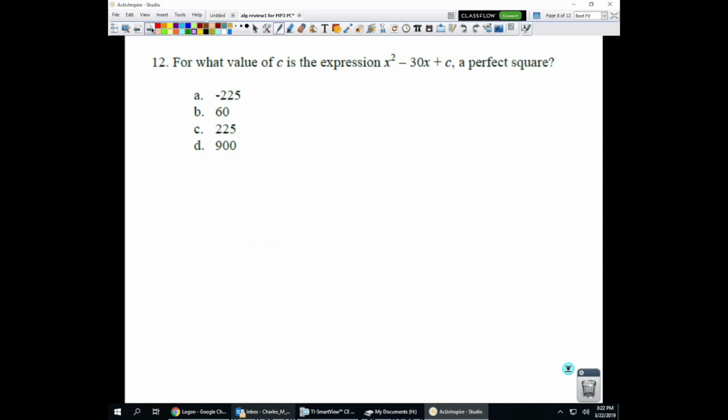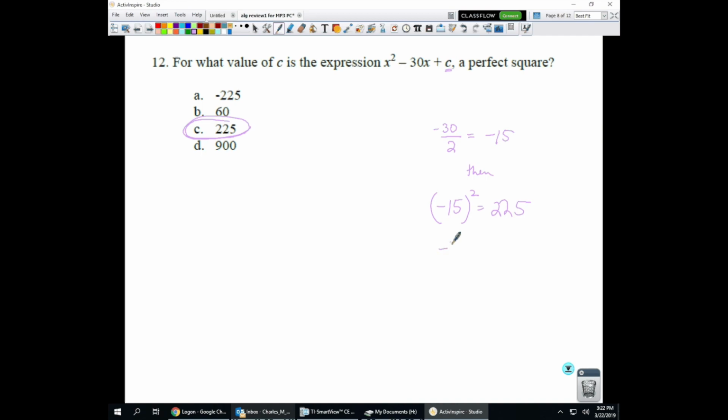Okay, number 12, something really recent that we worked on, which is perfect square trinomials. We need the value of c that would force this to be a perfect square. Now, we had a process where we take the b value here, the negative 30, chop that in half, so we get negative 15, then square that result. So negative 15 squared is 225. That is the only value that will make this a perfect square.